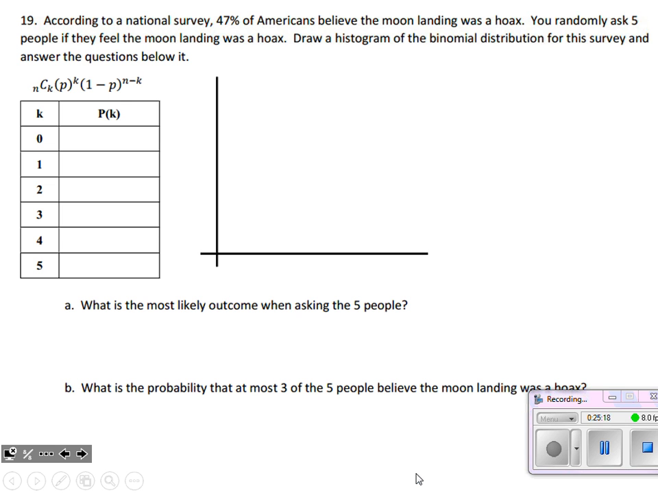Right, and the final problem of the review. According to a national survey, 47% of Americans believe the moon landing was a hoax. You randomly ask 5 people if they feel the moon landing was a hoax. Draw a histogram of the binomial distribution for this survey and answer the questions below it. Now you can see you do have the formula there for a binomial distribution, and we're going to use that to fill in the table.